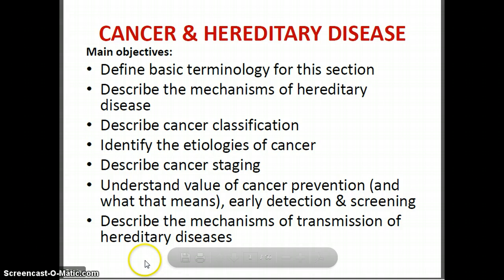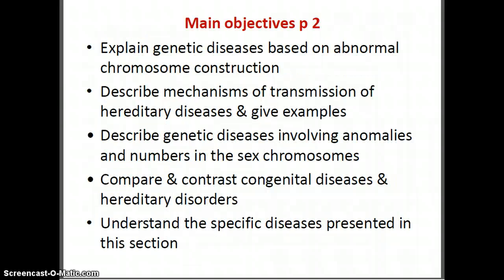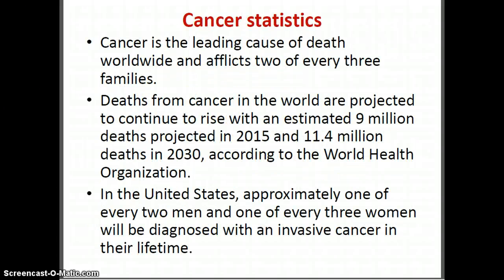The main objectives for our study of cancer and hereditary disease are described here on this page. You can read this yourselves. And I may break this down into one about cancer and one about hereditary disease. We'll see what kind of time we have. More of the main objectives are here for you. And I will be presenting some specific diseases. You will see those on your Moodle page and in films and articles I've included for your information.